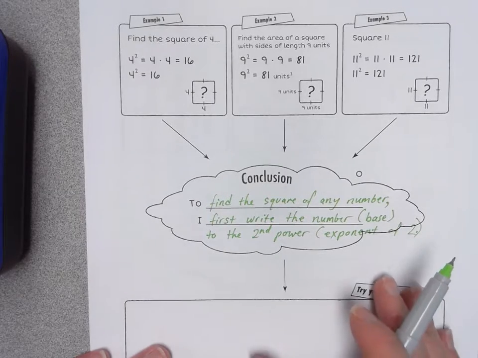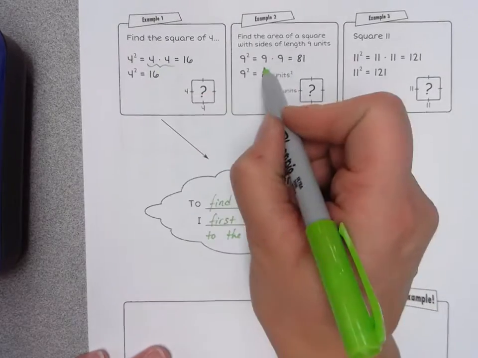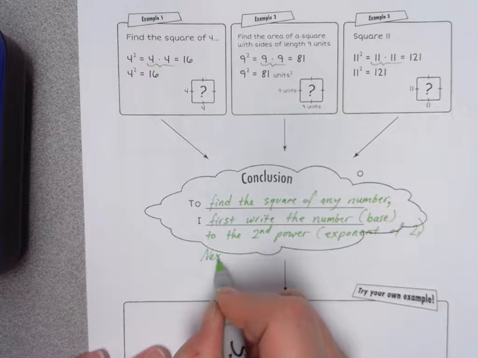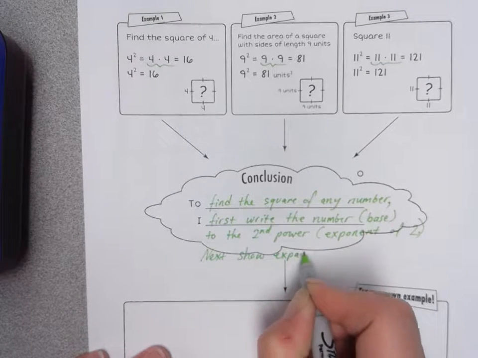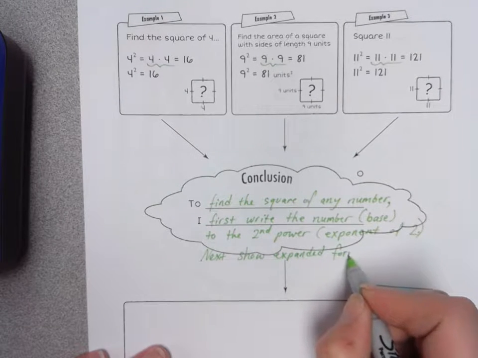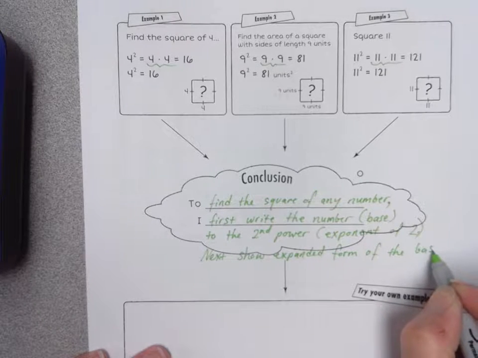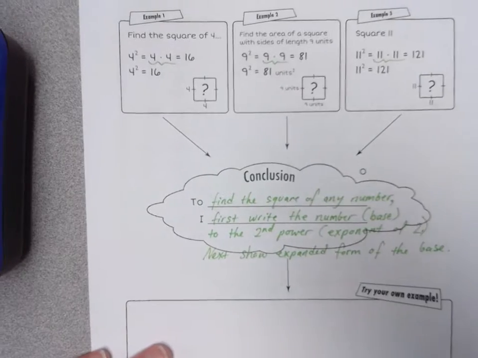If you look up here, next, what did they do? What do we call this section right here? Each time. Oh, next, show expanded form. We talked about that in that other sheet. Next, show expanded form of the base. Meaning you show the base twice. Or you could write it that way too. I show the base twice.